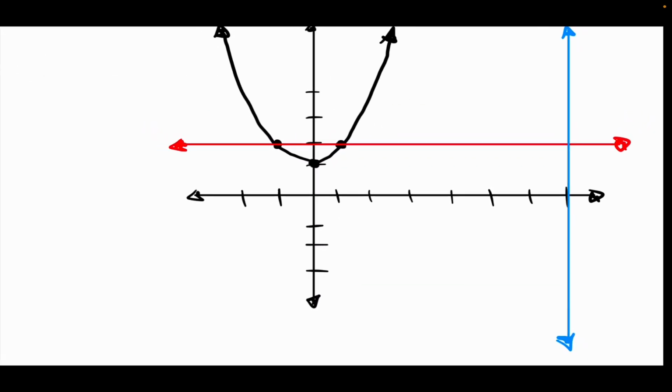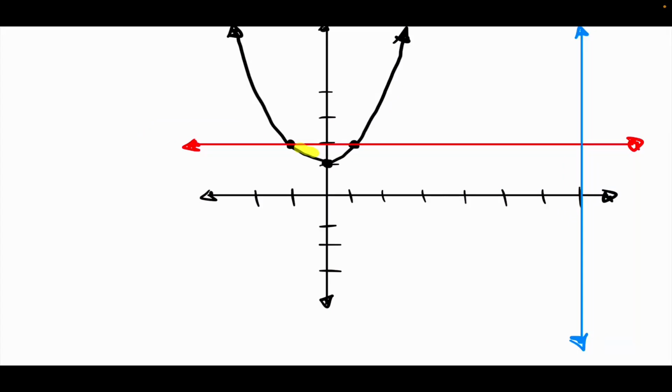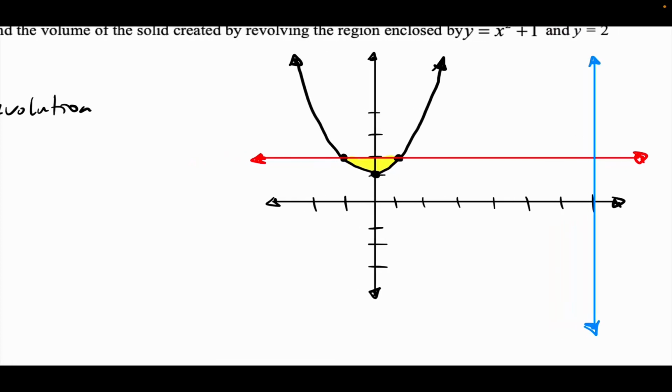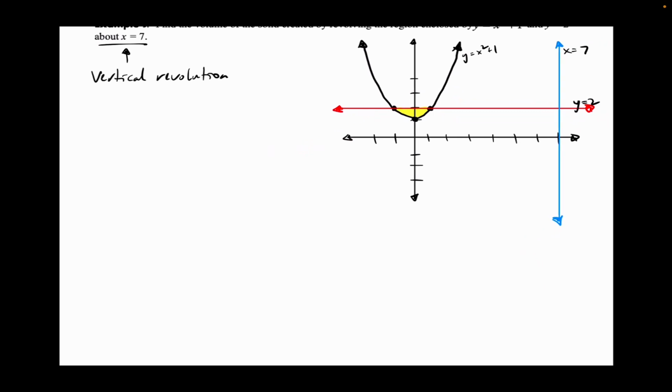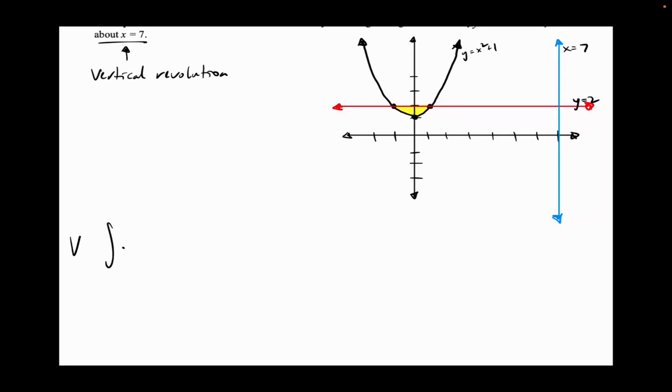Okay. So again, the bounded part is still the same. Y equals x squared plus 1 is there. Y equals 2, x equals 7. Okay, there's our graph. Volume equals pi, capital R minus lowercase r. This one is dy.